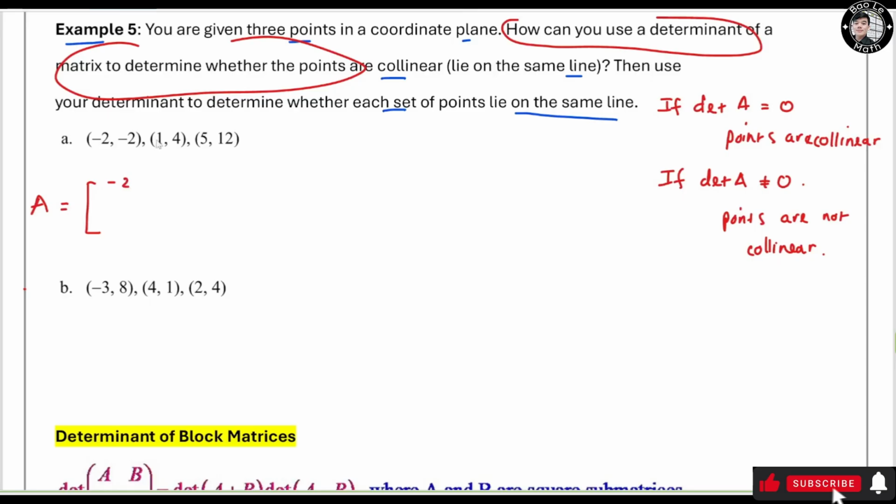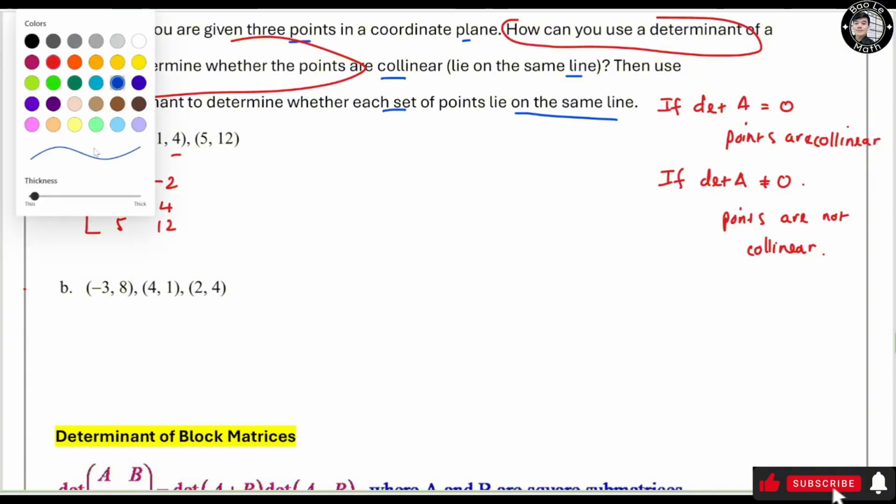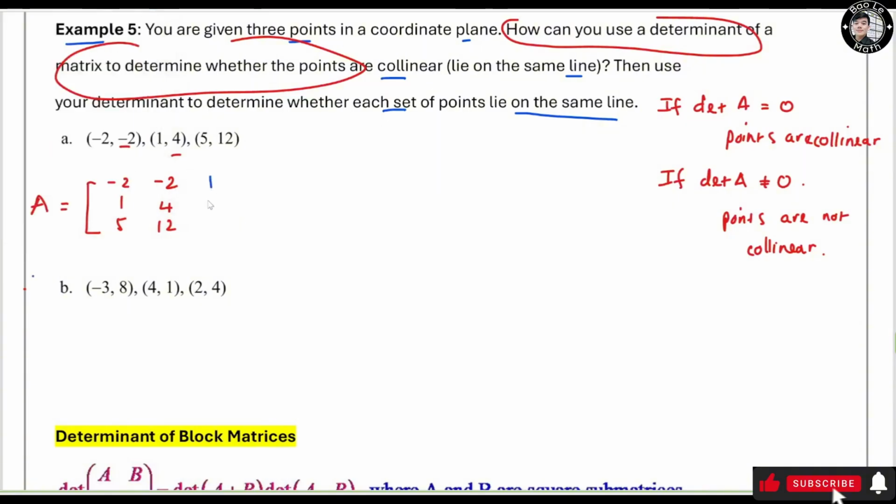Negative 2, 1, and 5. Next one, negative 2, 4, and 12. Now the third column, you're going to put 1, 1, 1, like this. To find the determinant of this matrix, I'm going to copy the first two columns, right? So I'm going to start with the top left to bottom right, right? Negative 2 times 4 times 1 should be negative 8. Negative 2 times 1 times 5 should be negative 10. 1 times 1 times 12 should be plus 12.